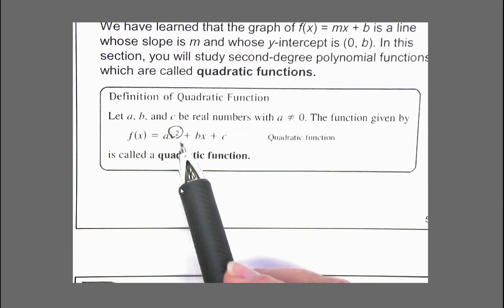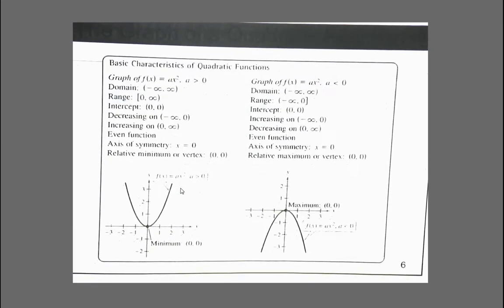Like if I have x plus 4 quantity squared, x plus 4 times x plus 4, we get one answer, it's negative 4, but it pops up twice. Does that make sense? Okay. And so now here are the basic characteristics of a quadratic.